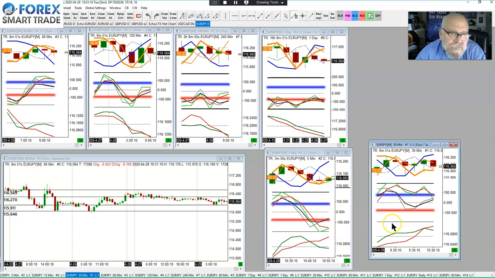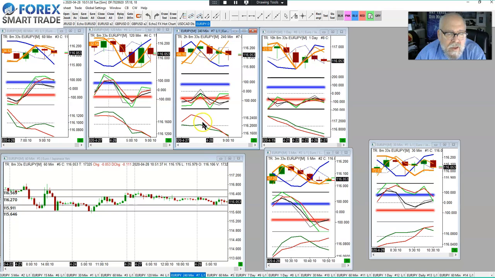On the 120, I've got green crossing over, downward pressure, but green crossing over, suggesting it's about to turn. These guys are in the channel going up, but a very weak up. On the 240, I've got downward pressure, which is what I want, but green just crossed over on top. So I'm expecting this to start going up. Again, these are going up.